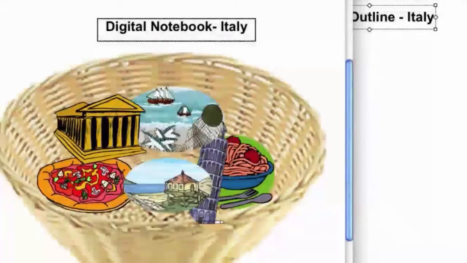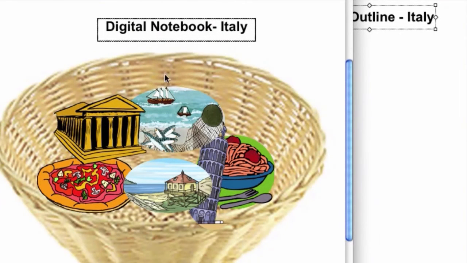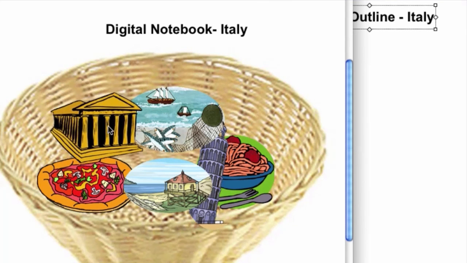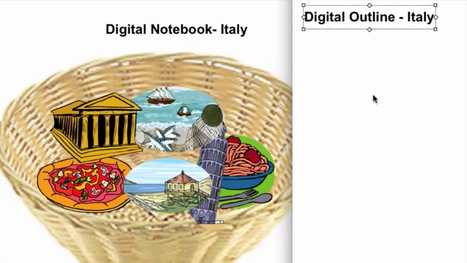Think of it this way. Our digital notebook is sort of like a basket of facts and ideas we've collected from different websites, like this one full of pictures about Italy. Right now, what's inside this basket is kind of a jumble. If I can group these things together, it will be easier for me to see what I've got here. This is my digital outline. In this step, I'll make categories in my outline that will label the things that go together from this basket.